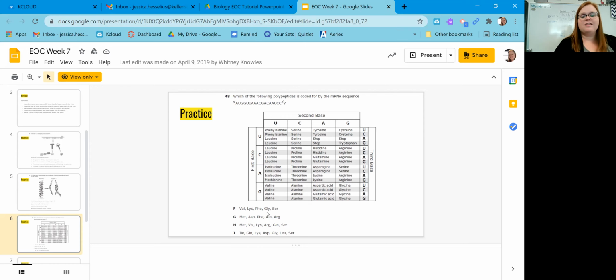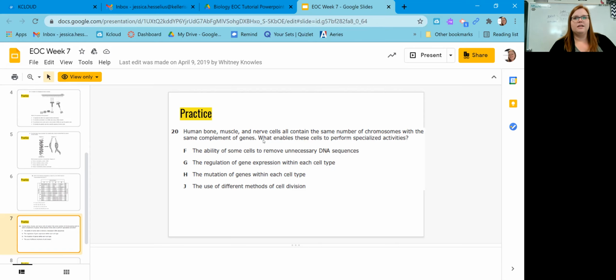The regulation of gene expression within each cell type. This is the correct answer because gene expression, meaning which traits your cells are using basically or expressing, it's different within your skin cells. Your skin cells use different genes and different traits than your blood cells. Otherwise, all of our cells would look and act exactly the same. This is possible because there's enzymes, obviously, and proteins in our cells that control which genes get turned on in specific cells. And this is called cell differentiation, and it's because of gene expression.